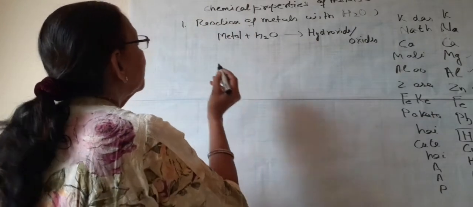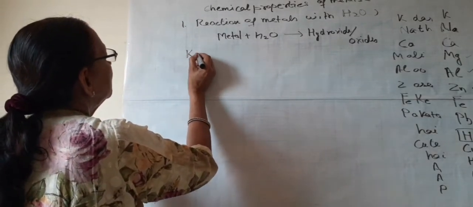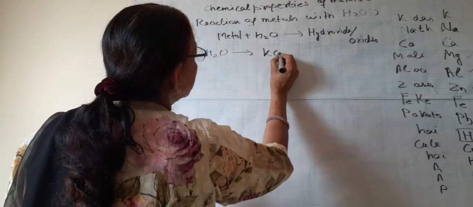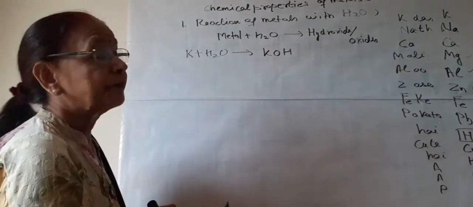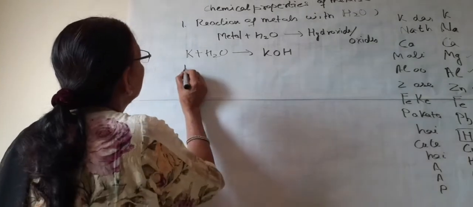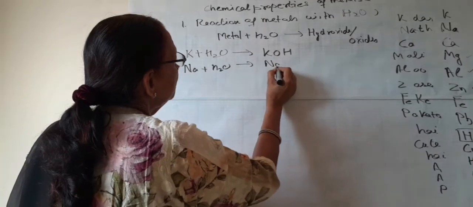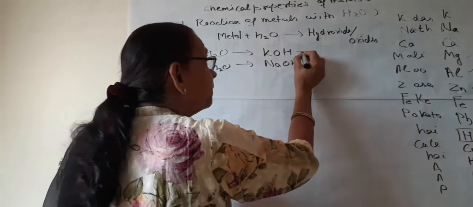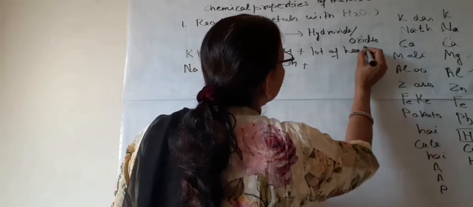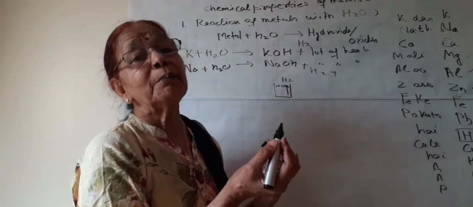First we will take potassium and sodium. So potassium plus water. What is formed? Potassium hydroxide is formed. This is the formula of potassium hydroxide. When sodium reacts with water, sodium hydroxide is formed, plus a lot of heat, and this is a very vigorous reaction, and they also start burning.